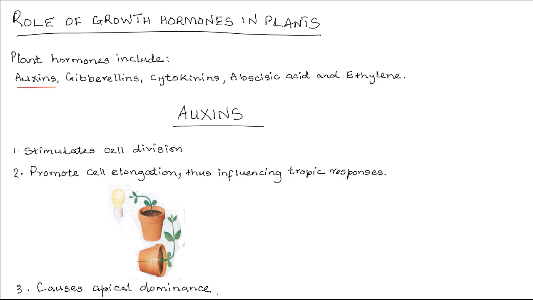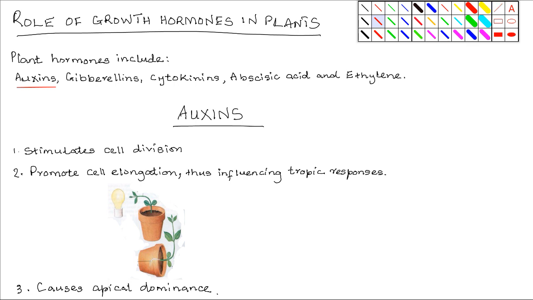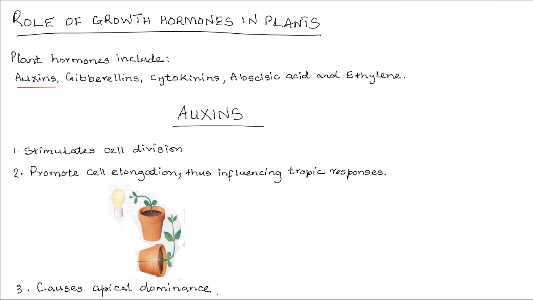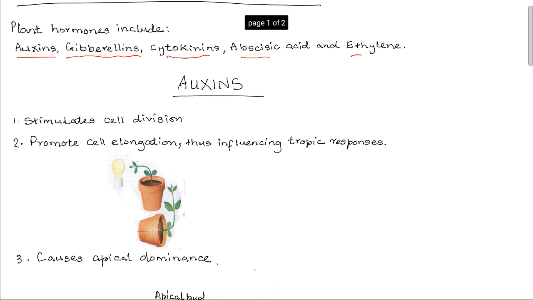auxins, also known as indole acetic acid, gibberellins, cytokinins, abscisic acid, and ethylene, which is a gas. Each hormone plays a critical role in the growth and development of the plant. So we look at each one of these and the contribution that they make, starting with the auxins.